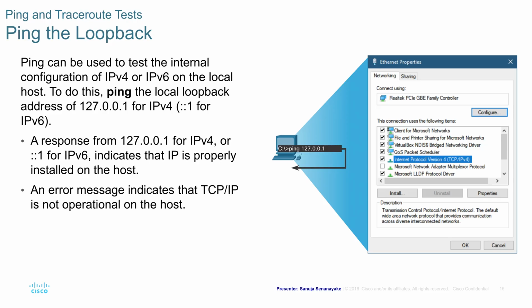A response from 127.0.0.1 for IPv4 or ::1 for IPv6 indicates that IP is properly installed on the host. So what the loopback address is doing is testing if IPv4 and IPv6 are properly configured within your device. An error message, however, indicates that the TCP/IP stack is not operational on the host. So that means it's basically pinging itself to see if TCP/IP is properly configured on that device. And if it is not properly configured, the loopback ping will fail. This is true for both IPv6 and IPv4.